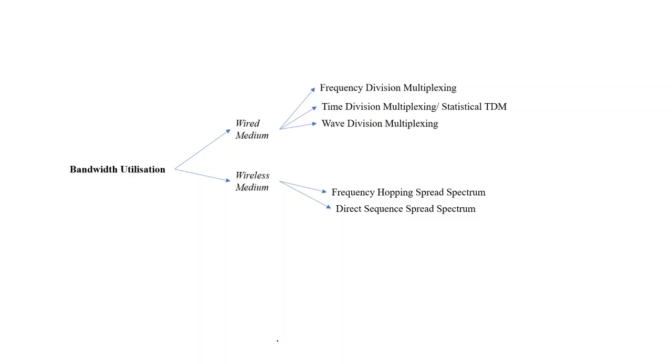Next, for bandwidth utilization in wired medium, we use frequency division multiplexing, time division multiplexing or statistical time division multiplexing, and wave division multiplexing. And if it is wireless media, the same bandwidth utilization is known as spread spectrum. We have frequency hopping spread spectrum and direct sequence spread spectrum. Now, I'm not going to explain these because it would be futile to try and explain these techniques in just a few words. So, of course, I will be dealing with that separately.